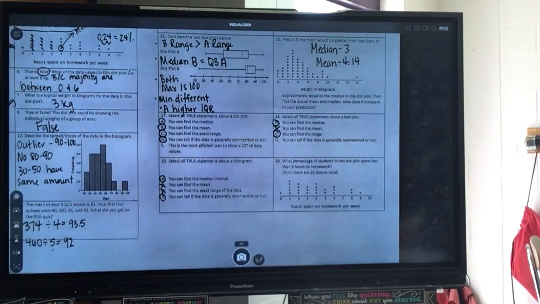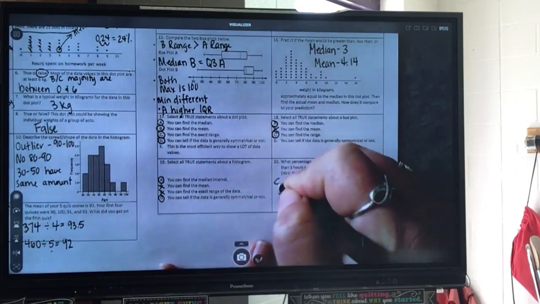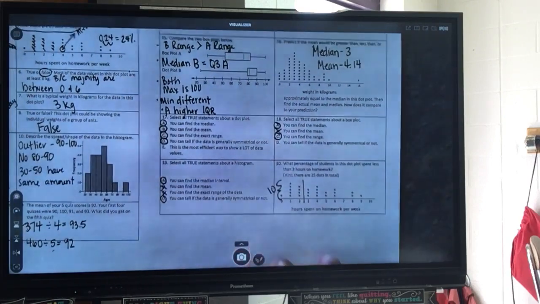Joy, I said 30%? 40. 40%? Okay, why did you say 40? Because I figured every 5 points equals 20%. It's 25 dots, and there's 10 behind 3. So that would equal 40%. Okay. All right. Did anybody come up with an exact percentage?